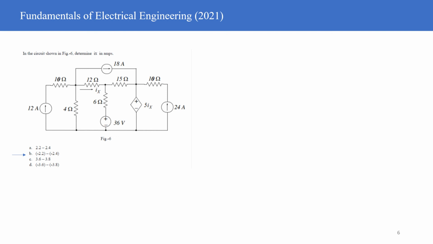The question asks you to determine the value of Ix. Now, what is Ix? Ix is the current which is flowing in the 12 ohm resistor. This is the Ix, the one I have circled in red. And tell me, guys, what kind of voltage source is this particular thing? Is it a voltage source or a current source? Do you see any dependent sources in this network? Anyone?